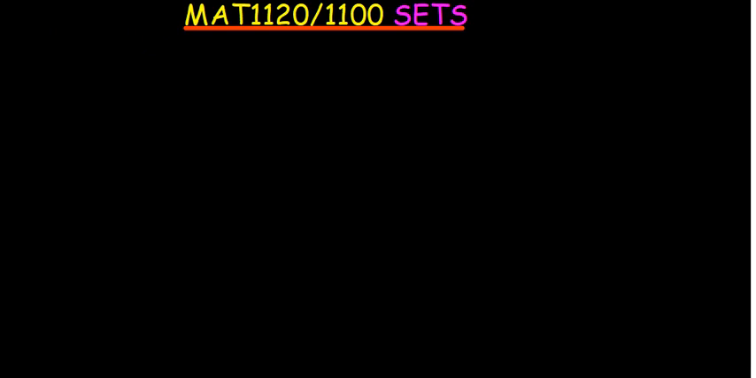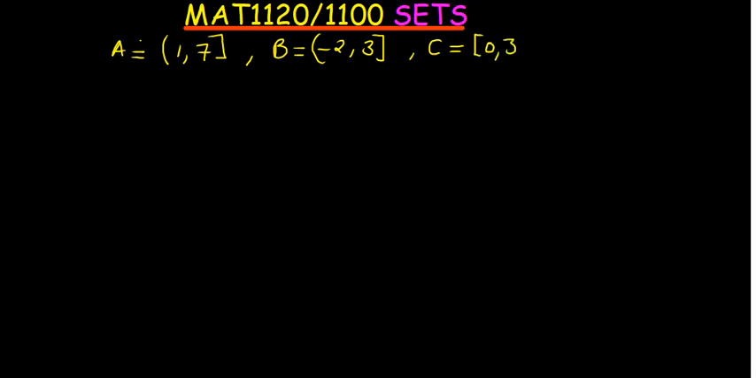So when you're talking about first intersection, let's say you have a set A, and we are saying set A is from 1 up to 7, like this. And then set B, let's say starting from negative 2 up to, let's say, 3. And then let's also have set C, which is starting from, let's say, 0 up to 3, like this. So these are three sets which we have.